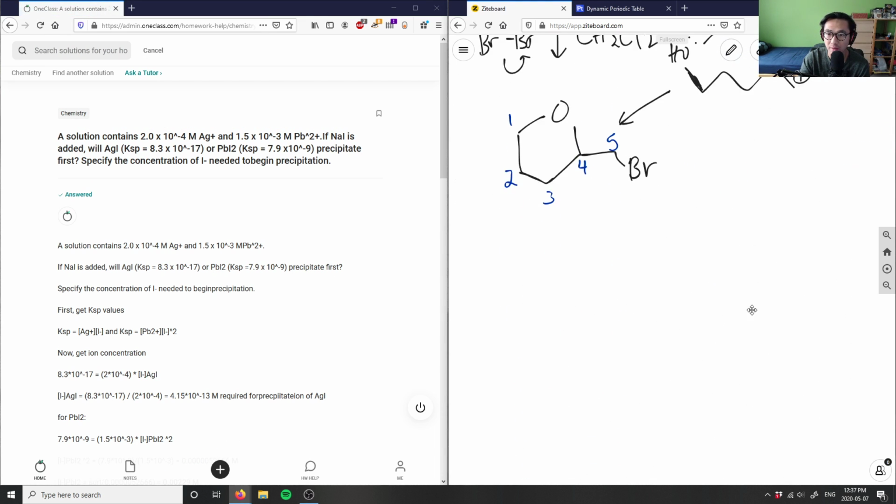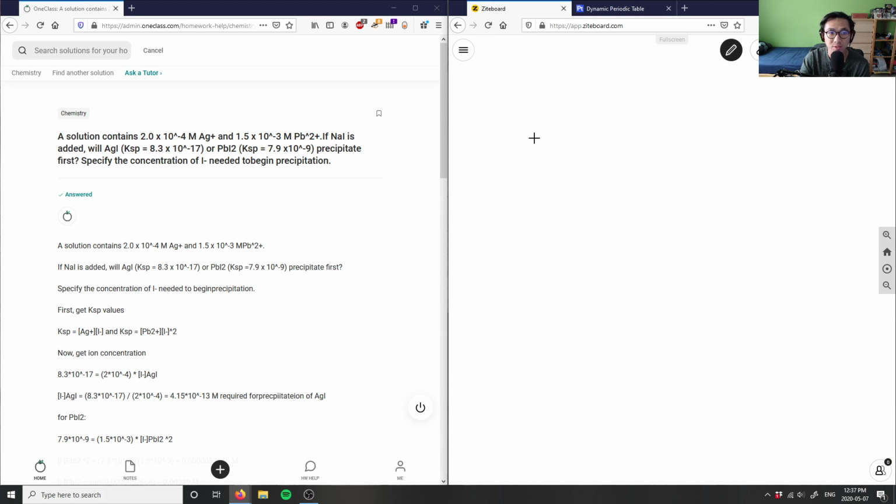Okay, number 5. Number 6 is asking: a solution containing 2.0 times 10 to the negative 4 molar silver cation, Ag+, and 1.5 times 10 to the negative 3 molar lead 2+. If sodium iodide is added, will silver iodide or lead iodide precipitate first? Specify the concentration of I minus to begin precipitation.